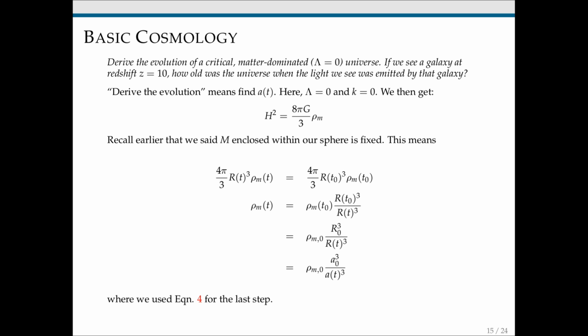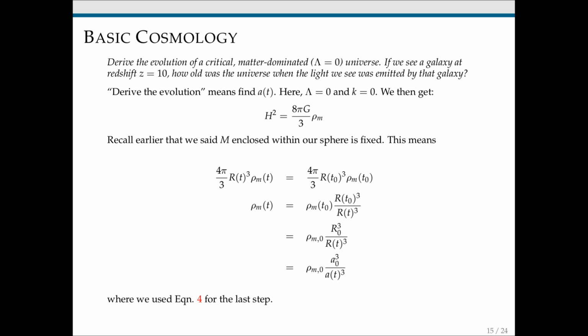With these tools in hand, we can begin to do basic cosmology. So here's a series of 3 questions to illustrate what we can do with the Friedmann equation. First, let's derive the evolution of a critical matter-dominated, that's lambda equal to 0, universe. If we say a galaxy at redshift z equals 10, how old was the universe when the light we see was emitted by that galaxy?